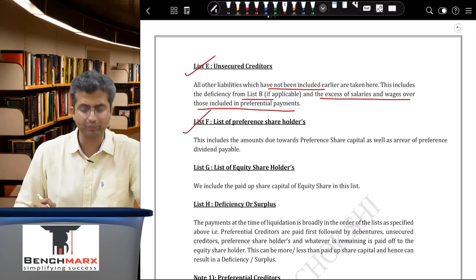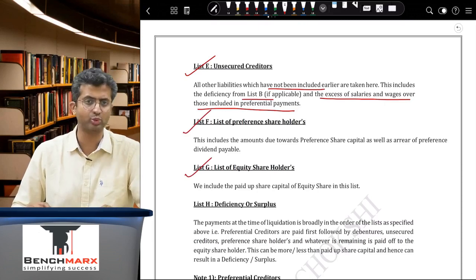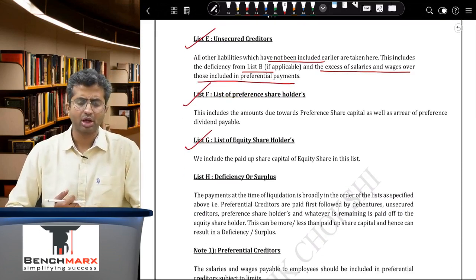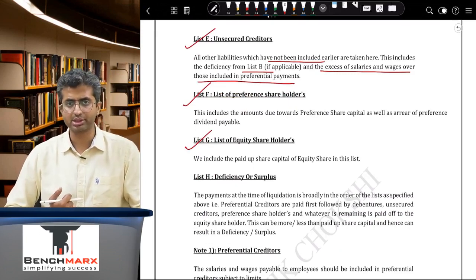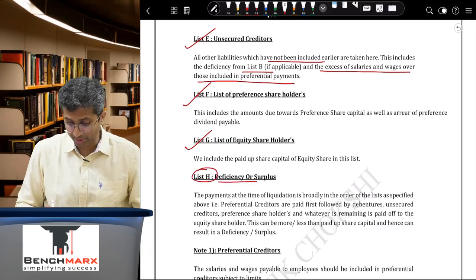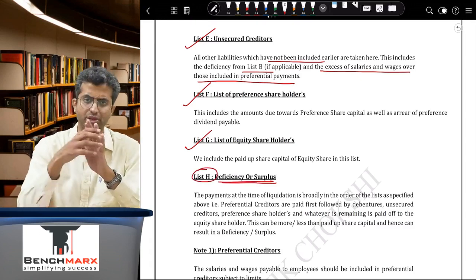So list F will be preference and list G will be equity shareholders, where you will give the paid up share capital of equity shareholders. After this, if there is a deficiency, then a list H needs to be prepared. This is a statement of deficiency.